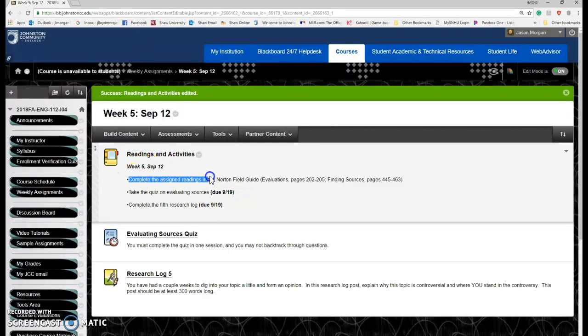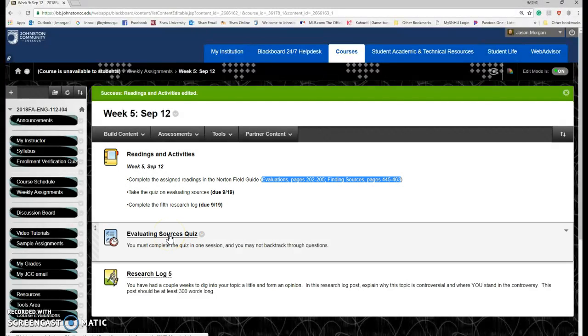There are some readings which are found in the Norton Field Guide: evaluations, a few pages on that, and then finding sources. Mainly this is reference material, so it's not like 20 pages of reading. It's really more reference material to help you find sources. You're having to find sources to do research on your topic, and you're using those resources to create an annotated bibliography.